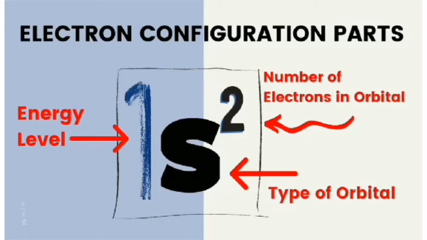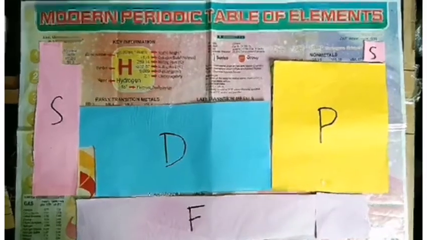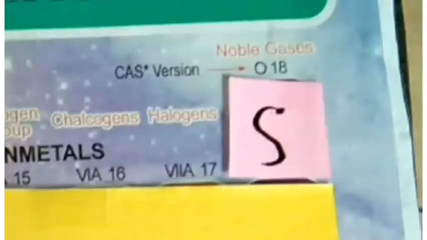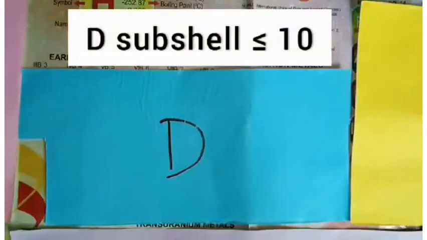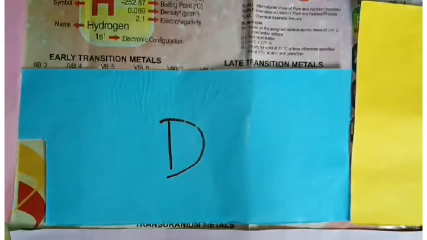A subshell is a group of orbitals. These are the 4 types of subshells: the S, P, D, and F. The S subshell contains up to 2 electrons, including the helium. The P subshell contains up to 6 electrons. The D subshell contains up to 10 electrons, and the F subshell contains up to 14 electrons.